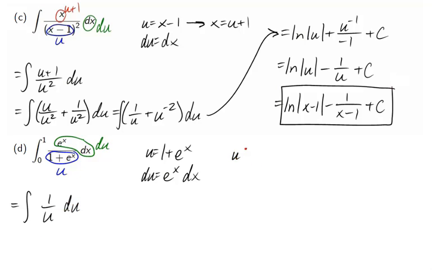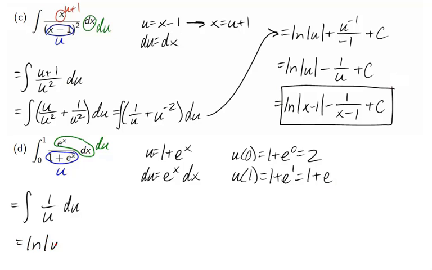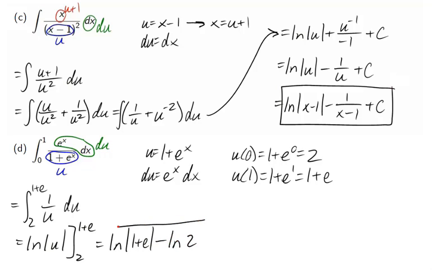Now to change our limits, let's plug in 0 into this equation to get 1 plus e to the 0, which is 2. And u of 1 is 1 plus e to the 1. We're just going to leave that as 1 plus e. Natural log absolute value of u comes out of this integral. So we get that evaluated from 2 to 1 plus e, which is natural log of the absolute value of 1 plus e. You really don't need the absolute value there, since 1 plus e is positive. And the natural log of 2. We'll just leave it like that.